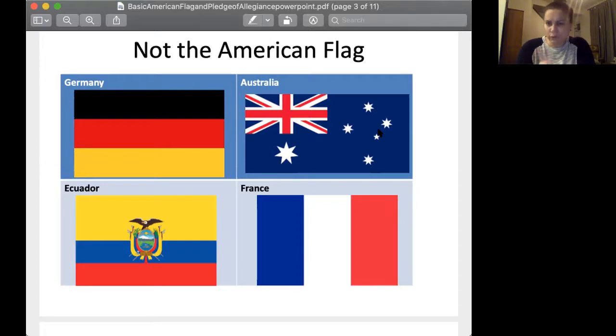Now, the right side is tricky. I see two flags that have red, white, and blue. So the first one I want to look at is the one on the bottom. I see red, I see white, and I see blue. Now, okay, they said there were stripes on the American flag in the poem. There are some stripes there, right? They go up and down. But there are no stars, right? I don't see any stars on this flag. This is the flag of France, another country.